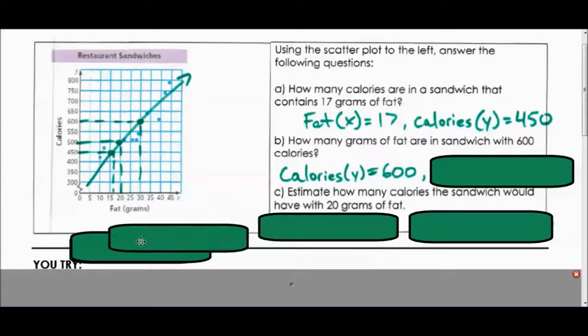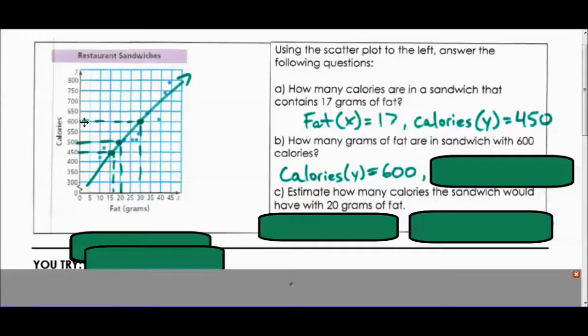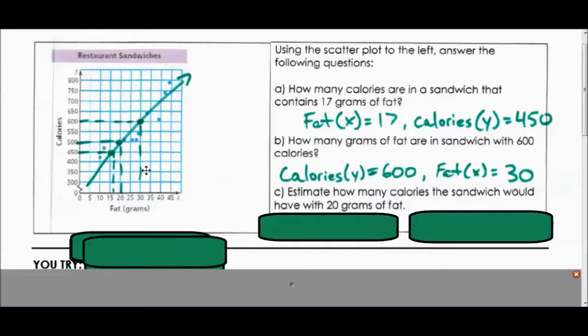So our y-coordinate was 600. We followed that to just the middle of that scattering of points, and trace that back down to the x-coordinate of 30.